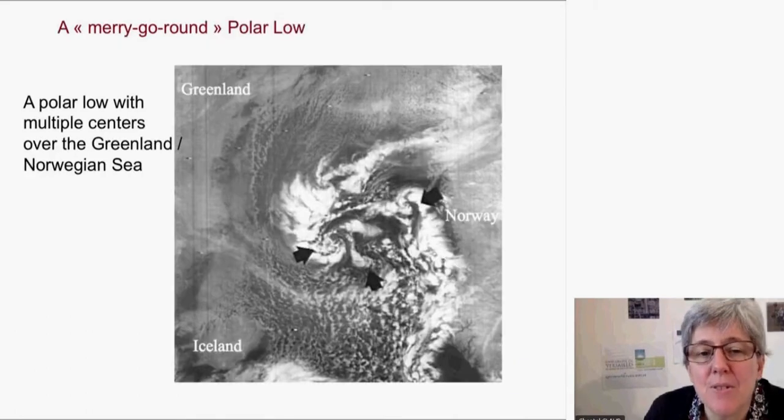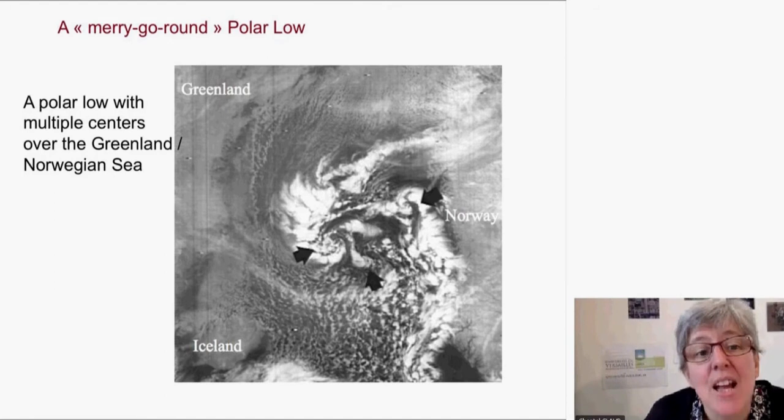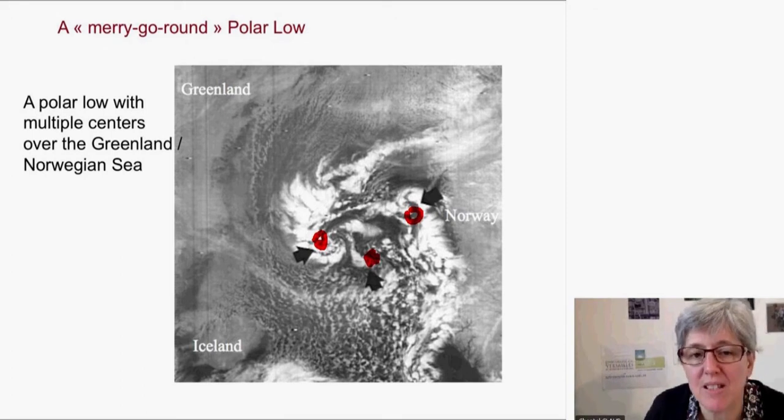Then you can also have more complex structures and multiple centers. Here you have a center here, another center here, and another center here. So in this case, three centers, and in that case, it's called a merry-go-round polar low. You quite often have this kind of complex structure. So you see that really a polar low can be, even based on satellite imagery, something very different depending on cases.